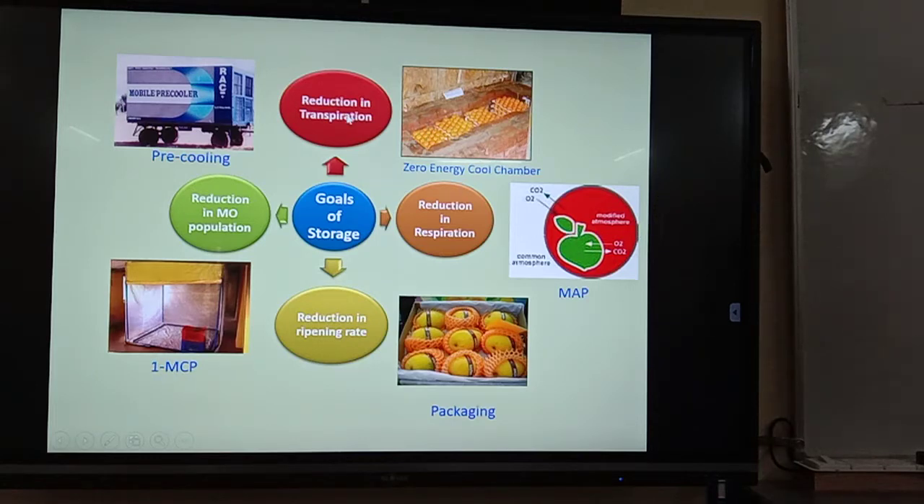For the reduction in transpiration, we can use the zero energy cool chamber. For reduction in respiration, we can use the MAP packaging. And for reduction in the ripening rate, we can use the controlled atmosphere storage system. For reduction in the microbial population, we can go for the pre-cooling as well as the refrigerated transportation of the fruits and vegetables.